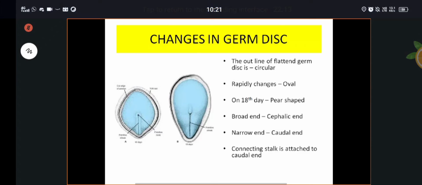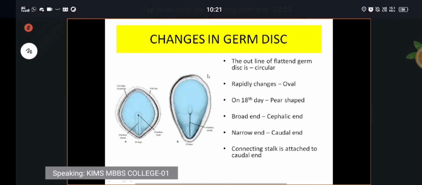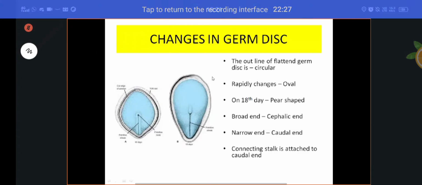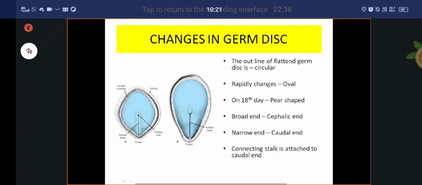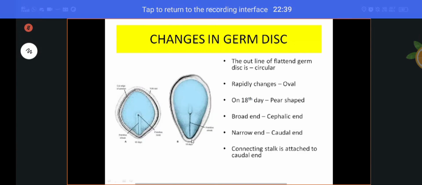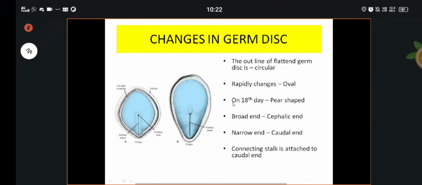Next, on the 18th day of development, it will be transformed into a pear-shaped germ disc, where it will be having a broader cephalic end. The upper end in this diagram, where I'm focusing the cursor, the broader upper end is the cephalic end, and the narrower end is the caudal end. The connecting stalk is attached to this caudal end.